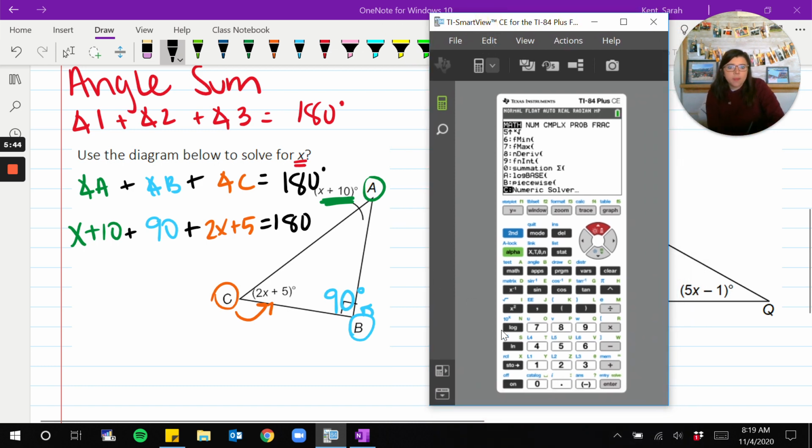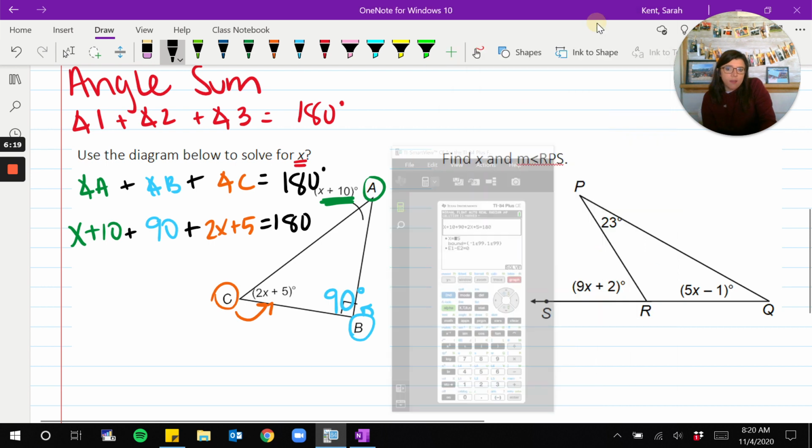There we go. So numeric solver, I'll press enter. And then on top, I want the entire left side. So I want to put x plus 10 plus 90 plus 2x plus 5. So my calculator matches my paper. And then for E2, I'm just going to put 180. I press enter, and then remember we need to press alpha graph. So here x equals 25.